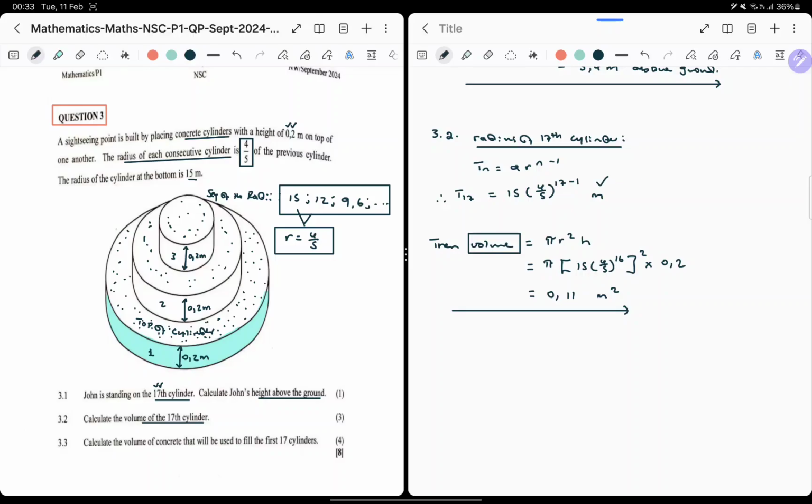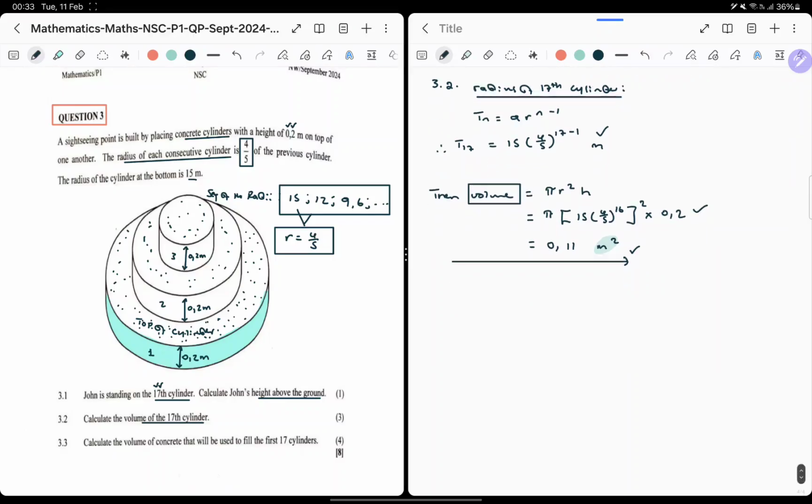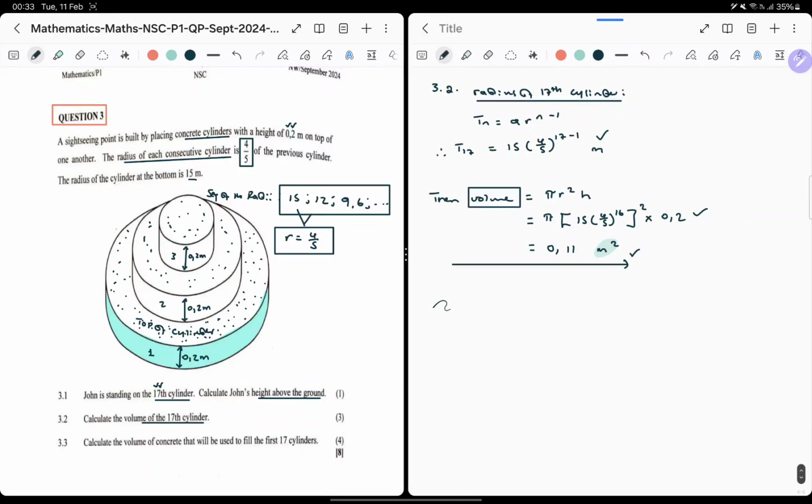First of all is finding the radius, right? Then correct substitutions and the answer. But remember, the answer must have the correct unit. If the correct unit of measurement is neglected, the final answer loses its mark. So 3.3 says: calculate the volume of the concrete that will be used to fill the 17 cylinders.